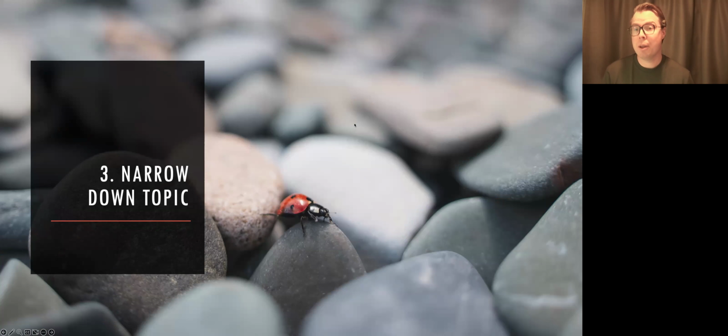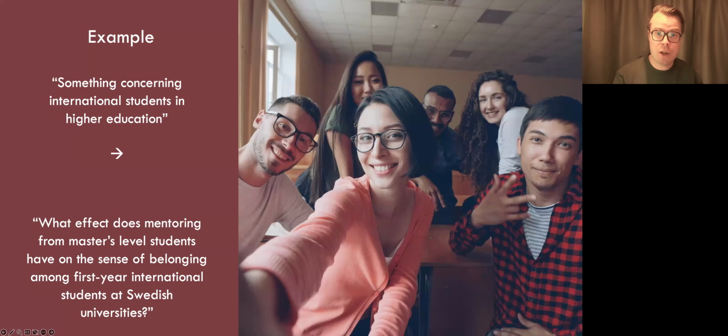You may also find problems with the research that you found, or you may have a perspective or material that you think might contribute to the understanding of what you want to study. So you can now formulate your research question and make your intent of study more specific. So, for instance, using our previous example, a more specific research question that you might be able to develop after reading a lot of material related to the question might be: what effect does mentoring from master's level students have on the sense of belonging among first-year international students at Swedish universities?